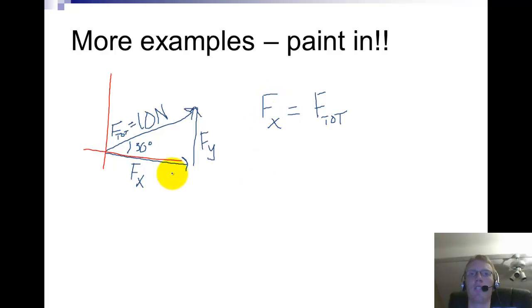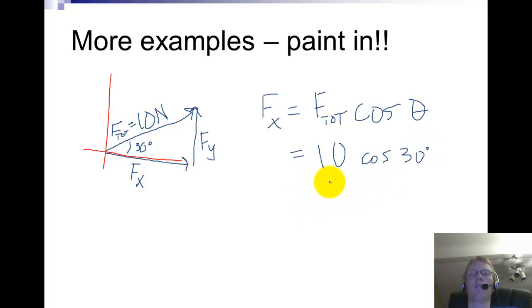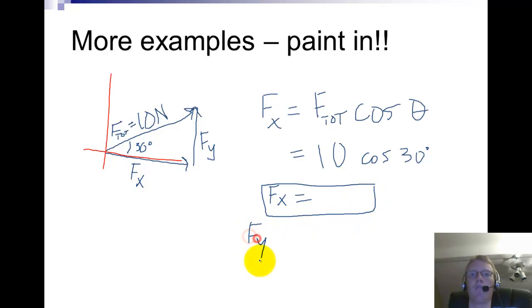So the length of the adjacent side here is equal to the total hypotenuse multiplied by, since it's adjacent, cosine theta. And so that's going to equal 10 times cosine of 30 degrees. I don't have a calculator in front of me, but you could type that into your calculator and get the answer. Likewise, Fy equals the hypotenuse, F total, multiplied by sine theta. And so you can plug in 10 times sine of 30 degrees.